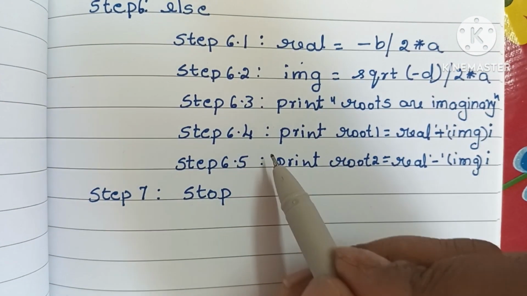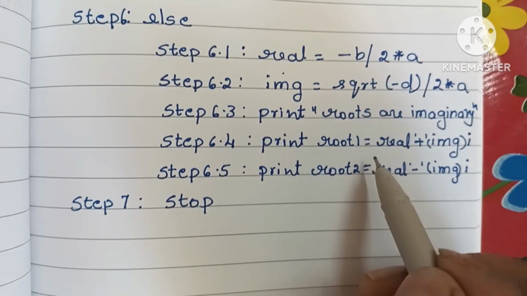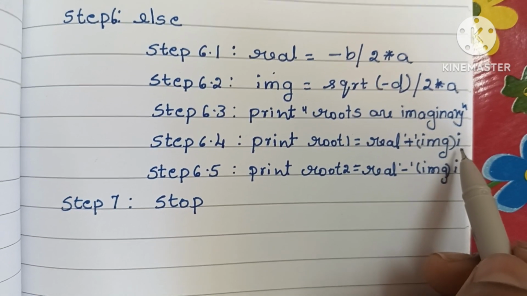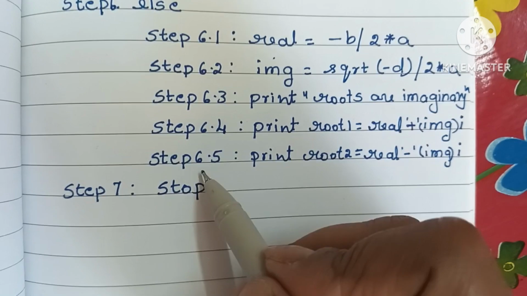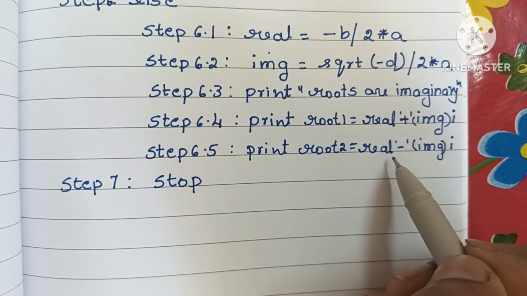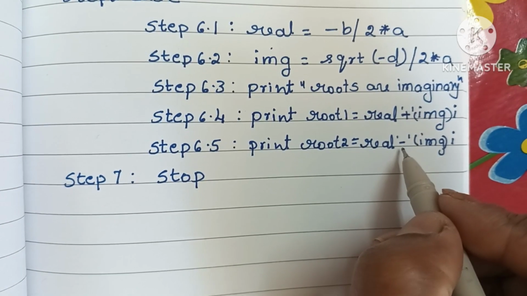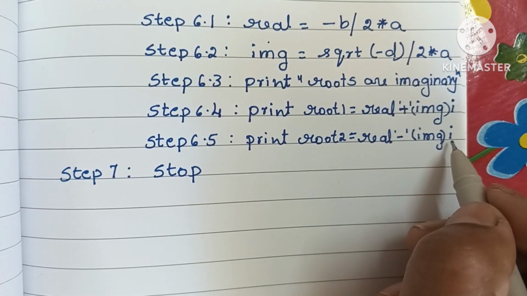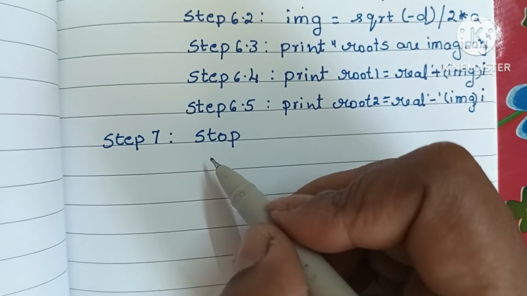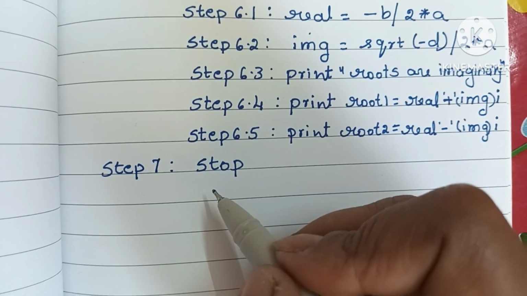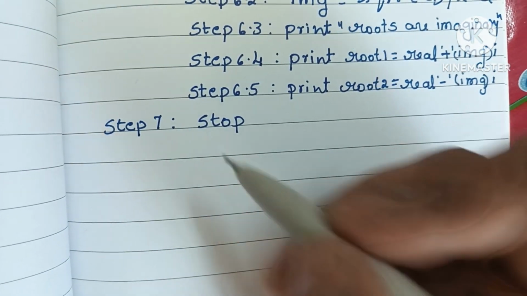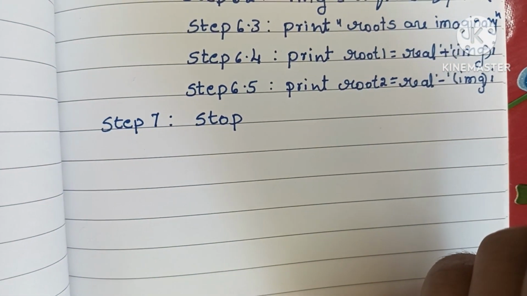Step number 6.4 we have to print root 1 value is equal to real plus imaginary value I. In step number 6.5 we have to print root 2, that is real value minus imaginary value I. In step number 7 we have to stop the algorithm using stop statement. So guys, this is the algorithm to find roots of a quadratic equation.